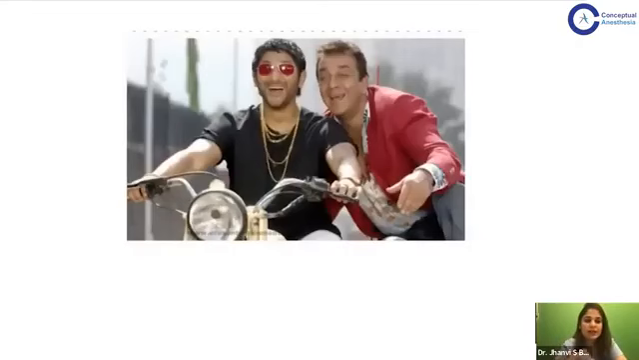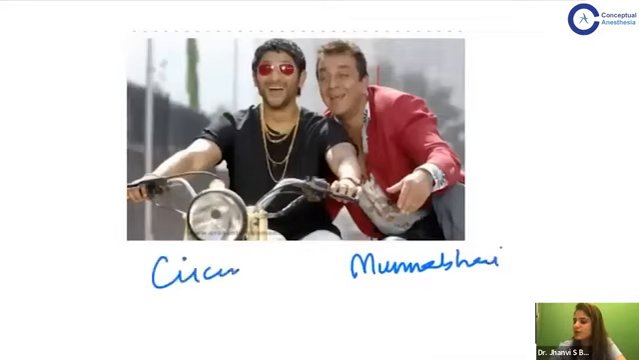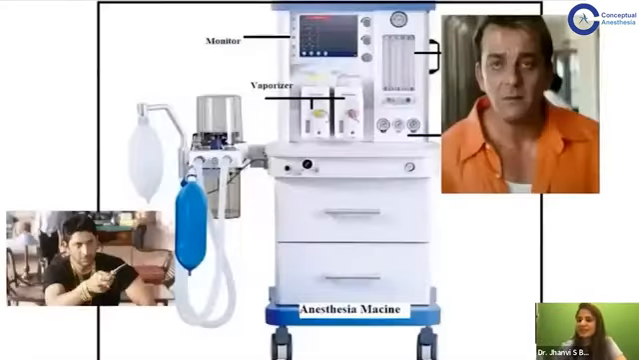So can anyone identify who are these two? These two are nothing but Munna Bhai and Circuit. Okay. So Bollywood has Munna Bhai and Circuit. But what does anesthesia have? Anesthesia has machine and circuit.